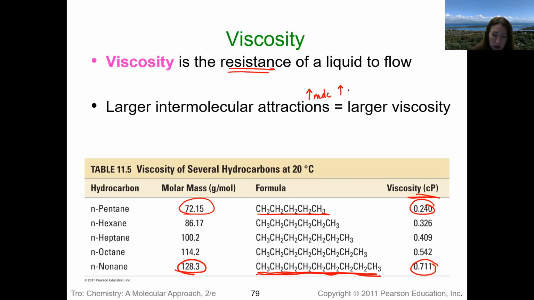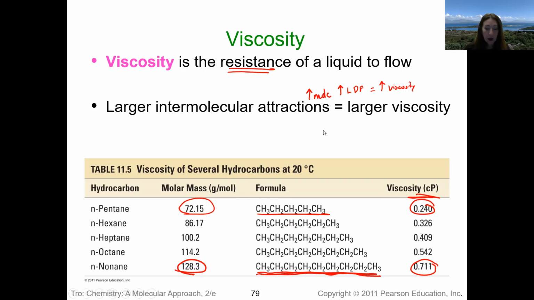the stronger the intermolecular forces, or I'll just say London dispersion forces, the larger the viscosity. Now remember, viscosity is the resistance to flow, right? So it makes it harder to move. So the larger the molecule is, the greater that molar mass, the more London dispersion forces there are, so the harder the molecule is to flow. It doesn't flow as easily.